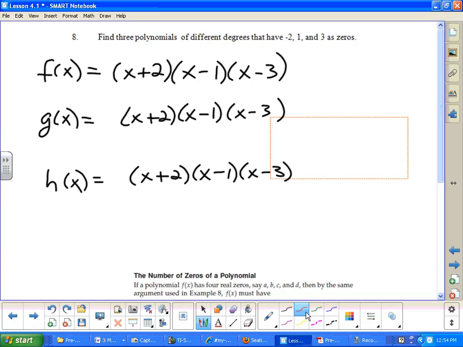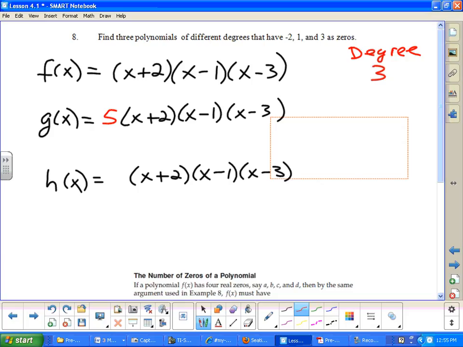Now it says different degrees. This one has degree of 3. So what could I do to g of x so that it has a different degree than degree 3? Put an x in front of it. Well, if I put an x in front of it, that means I have an additional 0. I can't do that. Ms. Tangman, what do you think we should do? Put a number in front of it? Okay, 5. Does that change the degree? No, that doesn't do it either.